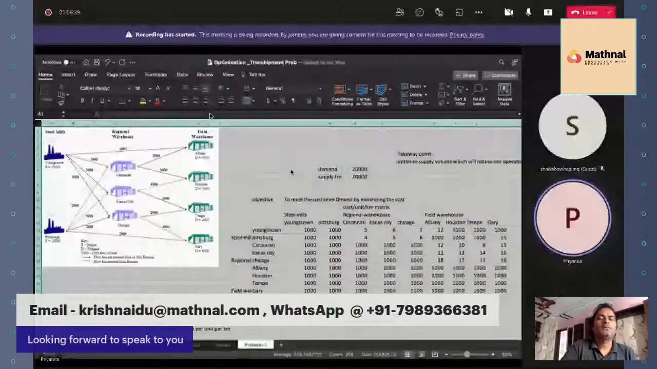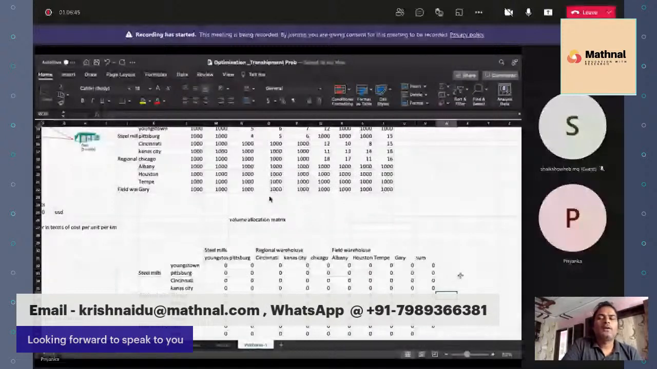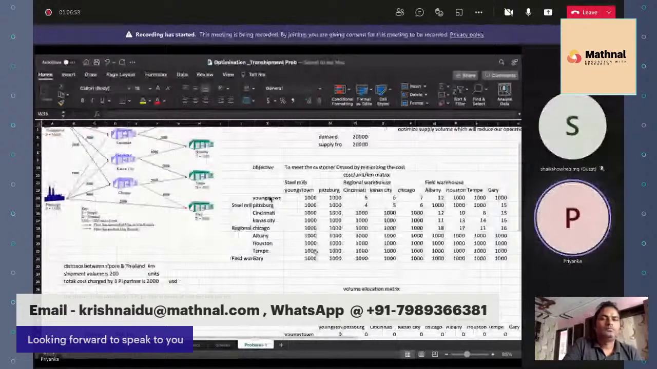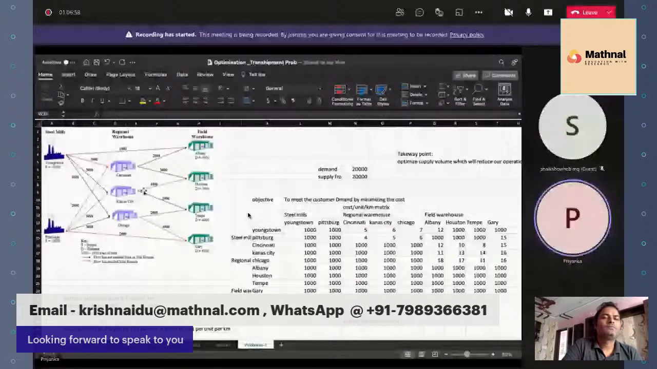Okay, now come back to the sheet. So now, what is the supply value? How much supply can Youngstown do? It is showing 10,000. Where? How did 10,000 come? Can you calculate it?